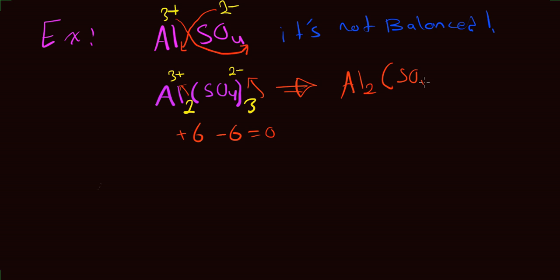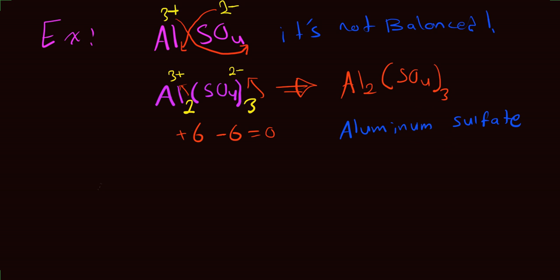Aluminium 2, sulfate by 3. The compound is balanced. So what is the name of this compound? You will say aluminium sulfate. The name of this compound is aluminium sulfate.